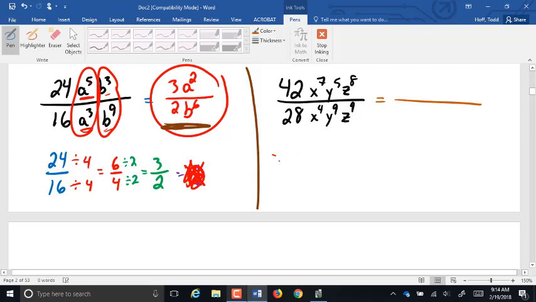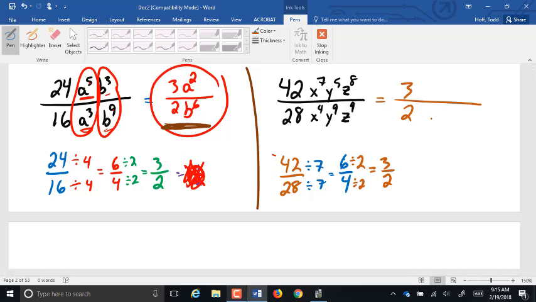So we're going to start out with our 42 and 28. What can both of those be divided by? 7 will work. 42 divided by 7 is 6. 28 divided by 7 is 4. Are we done? No, both of those can be divided by 2. 6 divided by 2? 3. 4 divided by 2? 2. So my answer, the number part, is 3 over 2. Again, we cannot make that a mixed number. It has to stay like that.